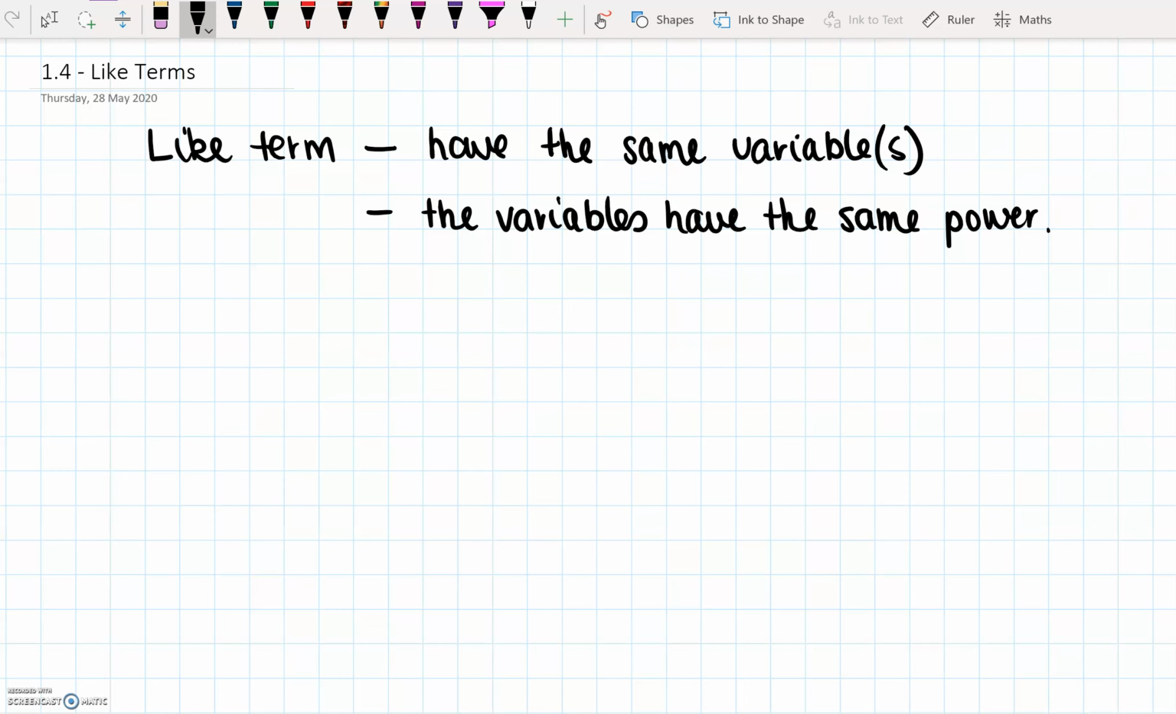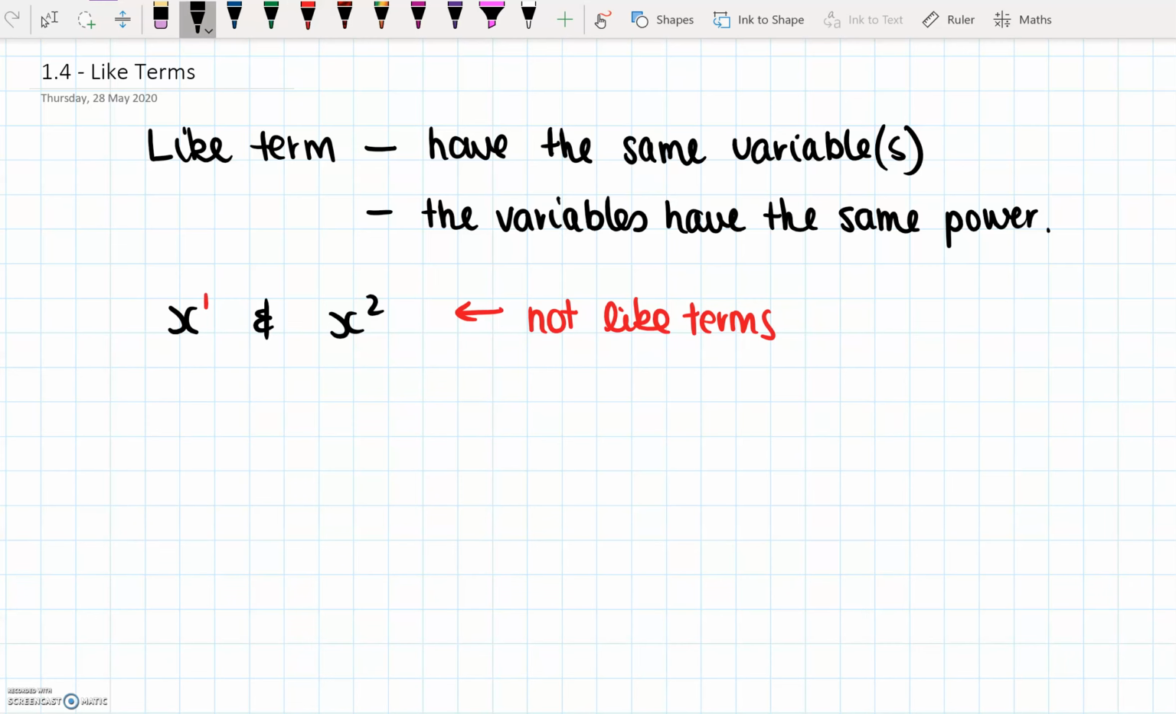So for example, if we have x and x squared, these have the same variables, so the first condition is met, correct? Do the variables have the same power? Well, x is really the same as x to the power of 1. So we have x to the power of 1 and x to the power of 2. Therefore, these are not like terms.